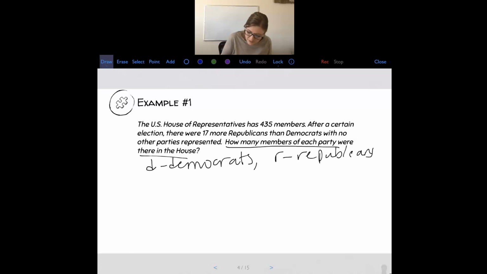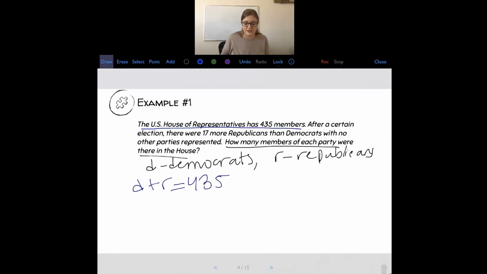Okay. Now when we have two variables like this, we're typically looking for two equations. And the way that we form the equation is by using the information given in the problem. So in this case, we have the U.S. House of Representatives has 435 members. From the problem, we know that the 435 members are comprised of Democrats and Republicans. So we know that the number of Democrats plus the number of Republicans is equal to 435.